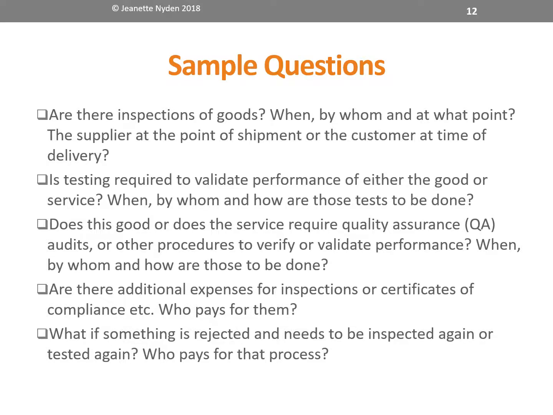And then what if something's rejected and needs to be inspected again? So again, I've got 6 pages of questions under these 6 different subheadings. These are just the sample questions for acceptance.